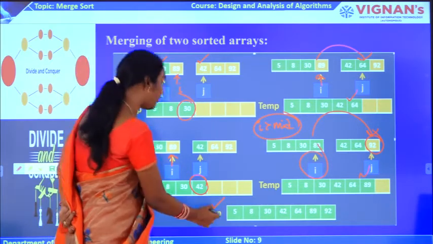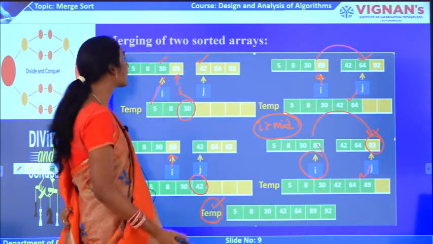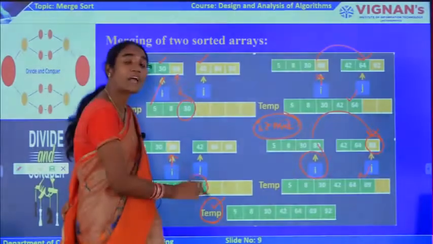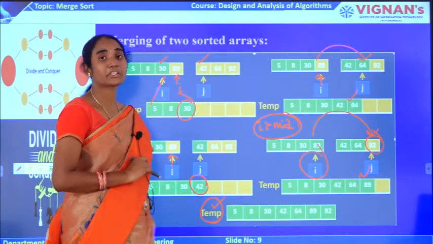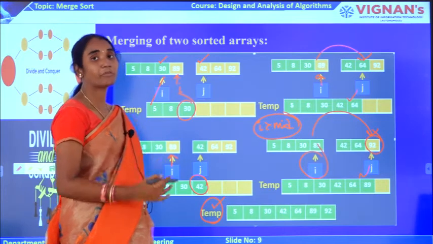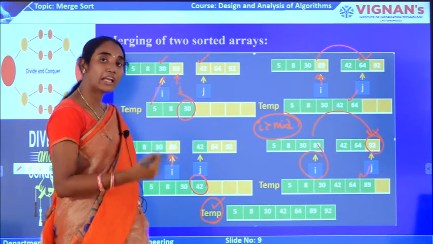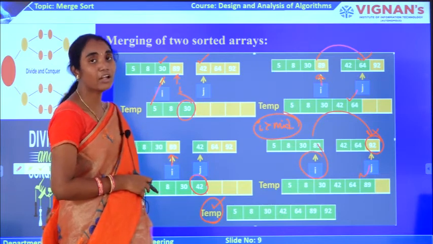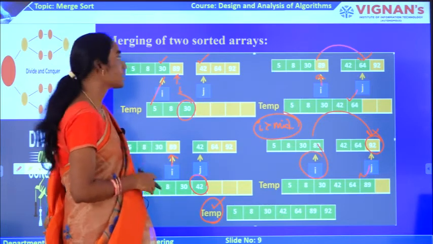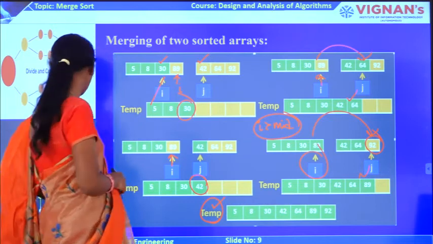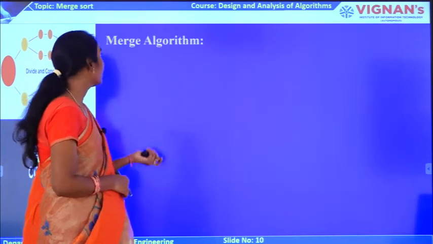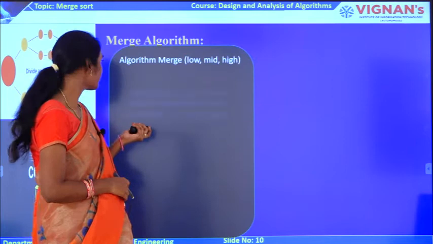Now finally, initially A is the given input, but the temporary array is having the sorted list. For that reason, I need to copy again from the temporary array to the given array A, so that the given array A itself will have the final sorted list. So this is how the merge algorithm is working. Now let us see the merge algorithm.